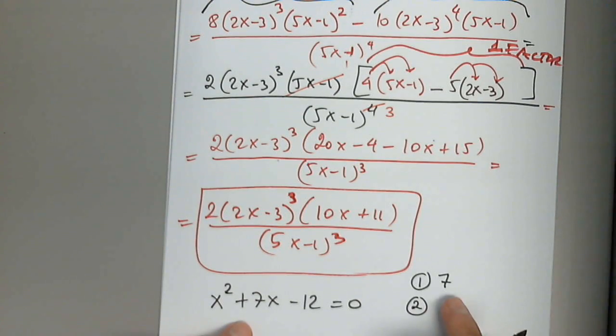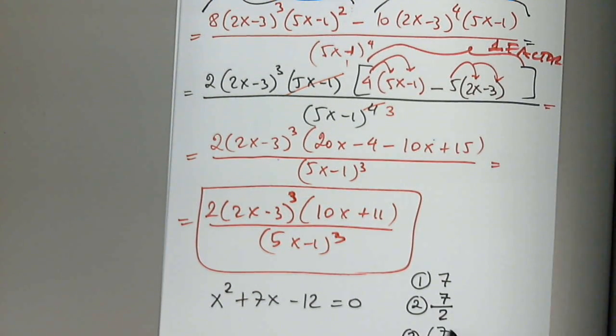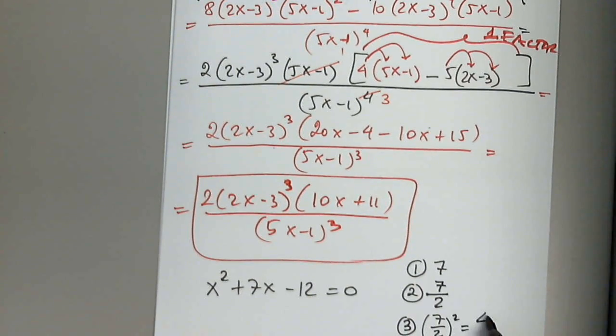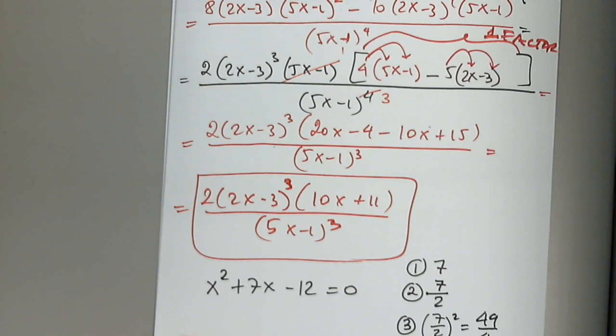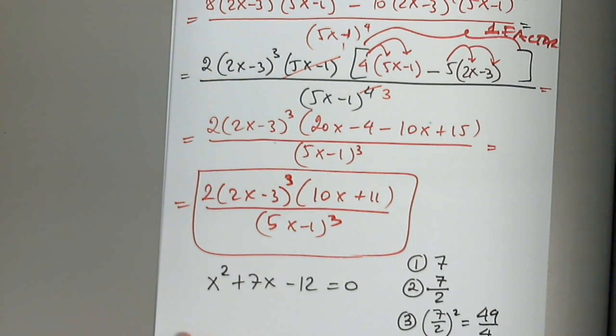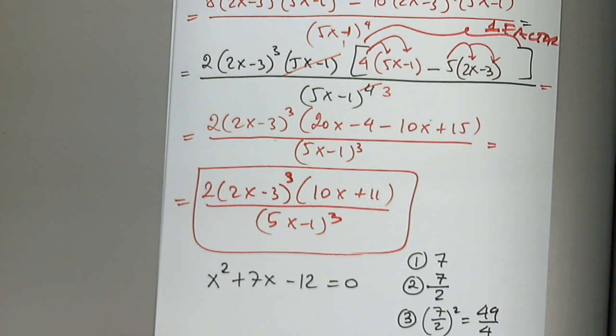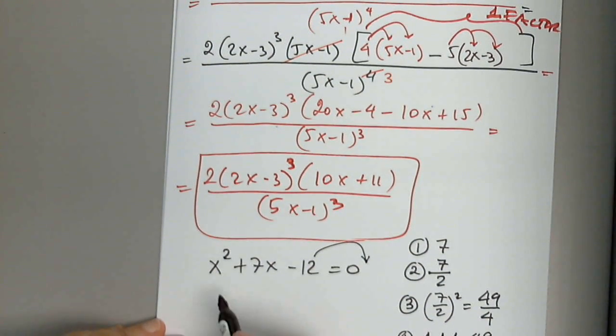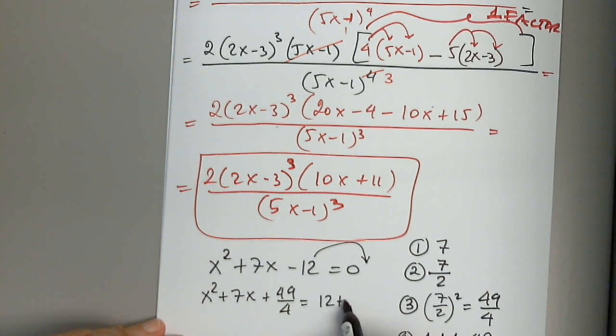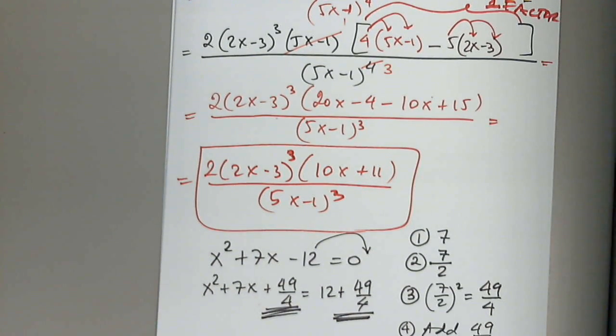In step 2, we take that coefficient and we divide it by 2. In step 3, we have to square this number. When I square a fraction, I have to square the top and I have to square the denominator. And this fourth step is add 49 over 4 to both sides. At the same time, I will be moving 12 to the other side. I don't need it on the left-hand side. So then x squared plus 7x plus 49 over 4 equals 12 plus 49 over 4. Extremely important to remember that we must add to both sides.